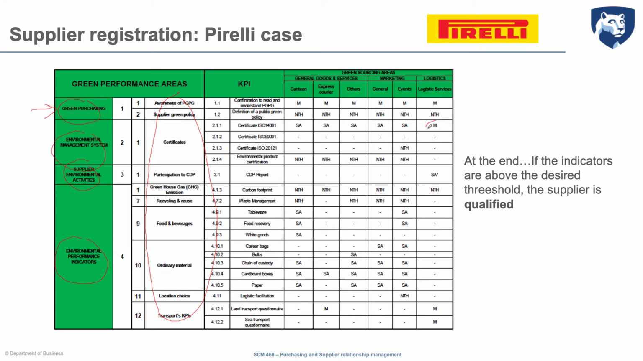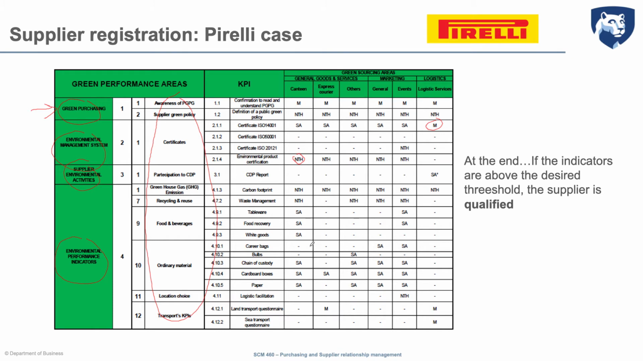Now I don't remember every letter, but M means met. So met means that the basic threshold is met. SA means satisfied, higher than the basic threshold, and NTH means negative. I don't remember what it means exactly, but it means that it is not met.